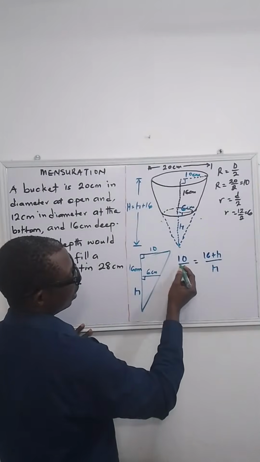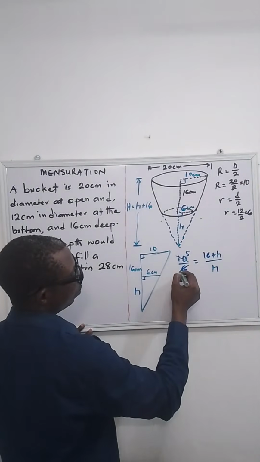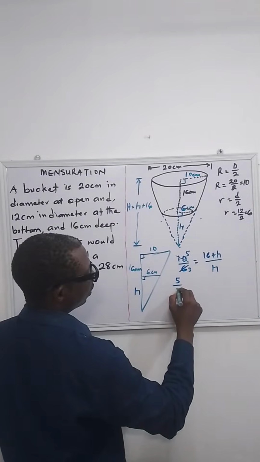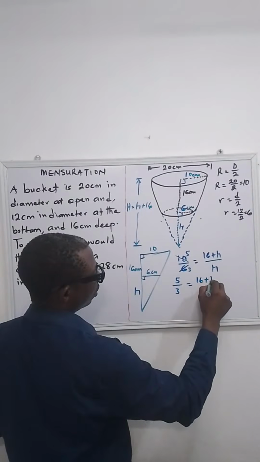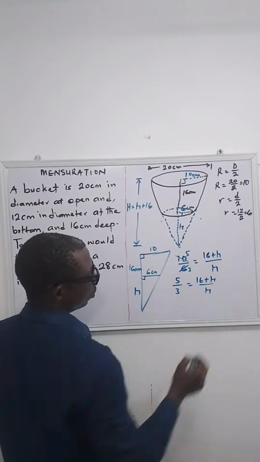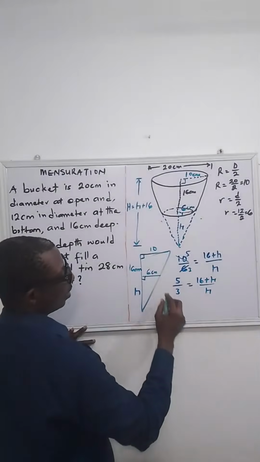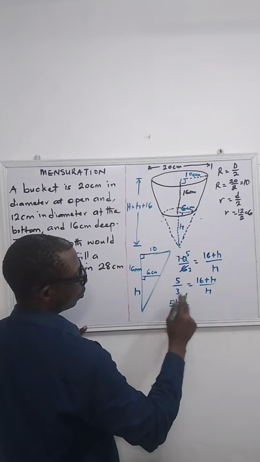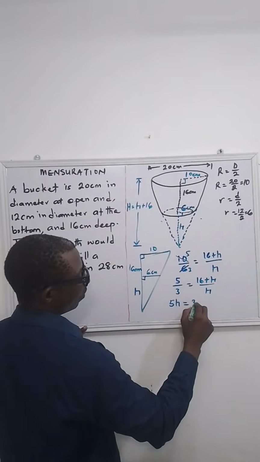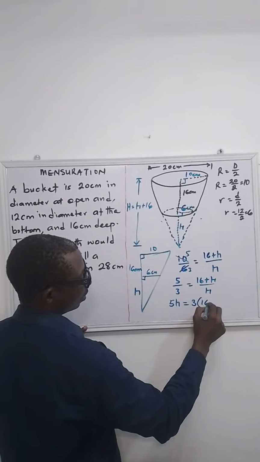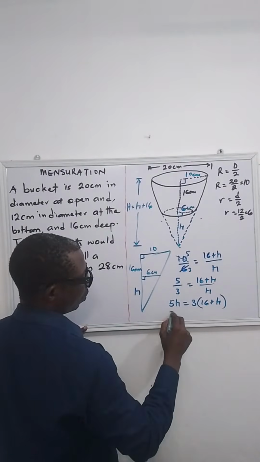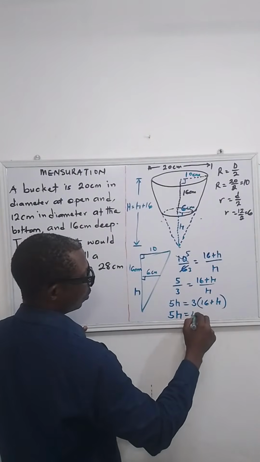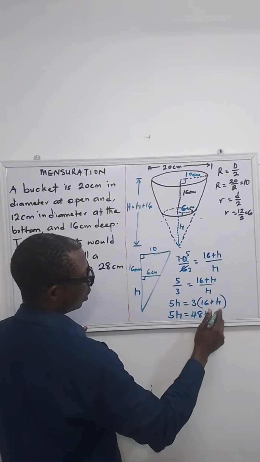Now this is the same thing as 2 goes here is 5, 2 goes here is 3. Okay, so we have 5 over 3 equals (16 plus H) over H. So we can cross multiply now. So we have H times 5, we have 5H equals to, now 3 multiplies everything we have here. So let's put this in brackets, plus H. Okay, so we have 5H equals to, now 3 times 16, that is 48, plus 3 times H, that is 3H.